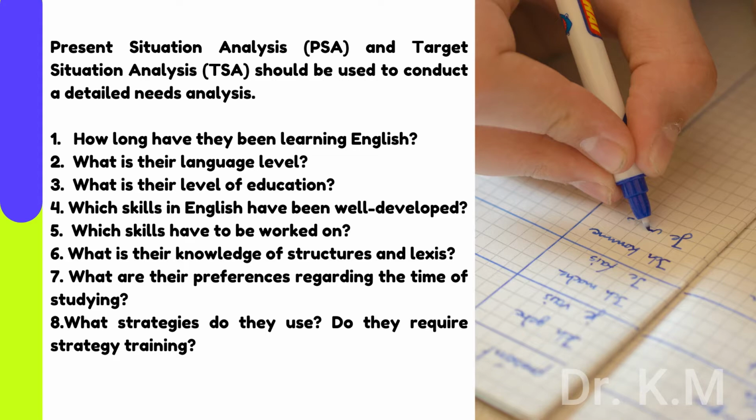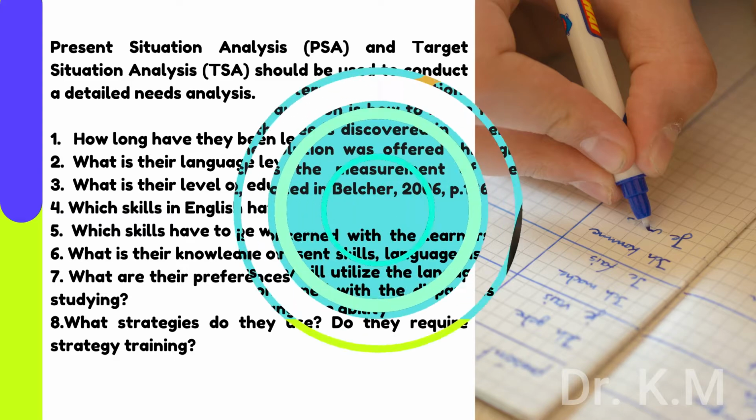1. How long have they been learning English? 2. What is their language level? 3. What is their level of education? 4. Which skills in English have been well developed? 5. Which skills have to be worked on? 6. What is their knowledge of structures and lexis? 7. What are their preferences regarding the time of studying? 8. What strategies do they use? Do they require strategy training?